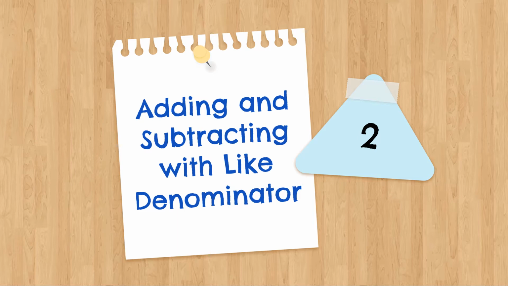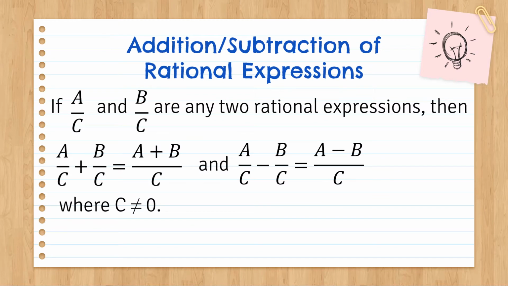And for this second part, we are going to discuss adding and subtracting like denominators. So when we add and subtract rational expressions with the same denominators, if we have a over c and b over c, these are any two rational expressions, then a over c plus b over c is equal to a plus b over c. And if we have subtraction, it will be a over c minus b over c, and then we have a minus b over c, where c must not be equal to 0.